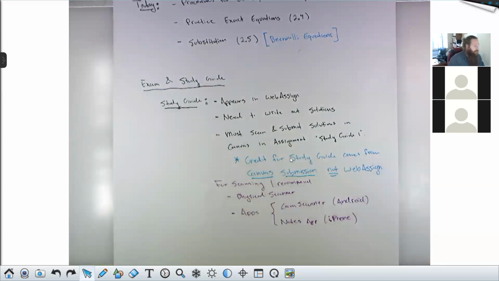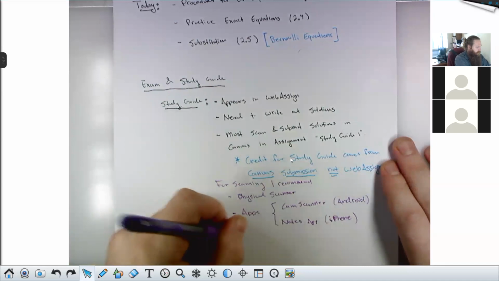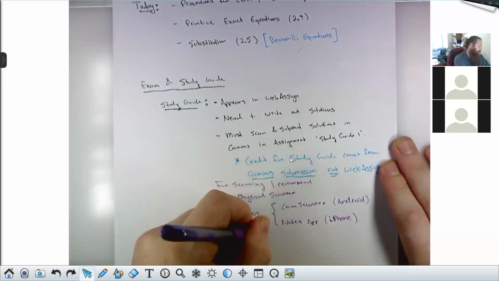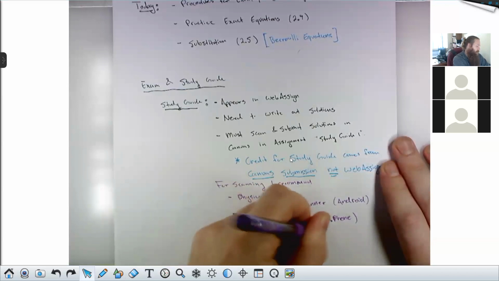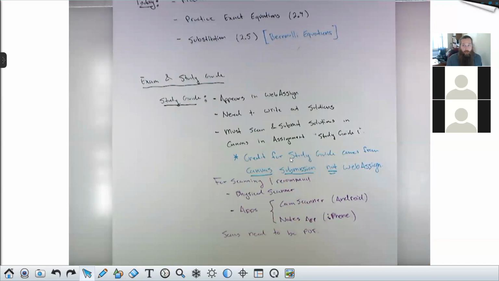And the scans need to be in PDF. Please don't submit a blurry, chopped up JPEG or GIF or bitmap or any of that stuff. Please, a PDF. I'm not going to restrict the file types, so it's on you to please just do the right thing here and scan them as a PDF. CamScanner will output a PDF by default. My understanding is that Notes is capable of outputting a PDF, although I don't have an iPhone, so I can't verify.